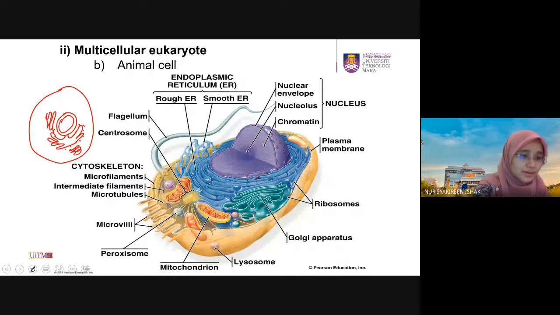Okay, so from the Golgi apparatus, lysosome will be produced. Okay, lysosome, organelles that have hydrolytic enzyme. Okay, and then you have the mitochondria. Okay, the outer membrane, the inner membrane is highly folded. Okay, the highly folded membrane of mitochondria is to increase surface area so that more ATP can be produced. And then what else do we have?